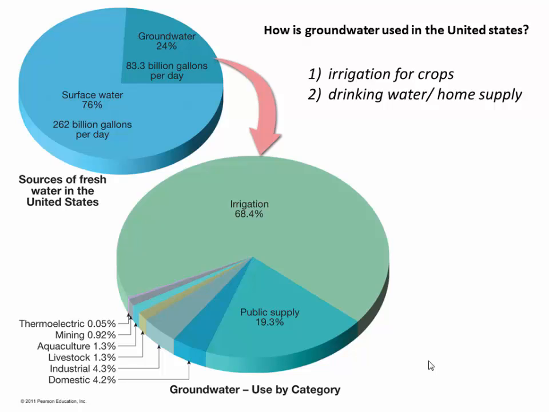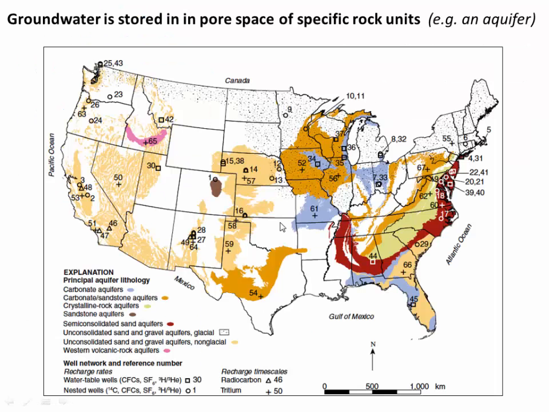So in the United States, groundwater is used for a number of things. One of the big ones is, of course, public drinking water, about 20%. And then the biggest one is irrigation of agricultural fields. That's about 70% of groundwater in the U.S. is consumed by irrigation of farm fields. So that's a huge amount.